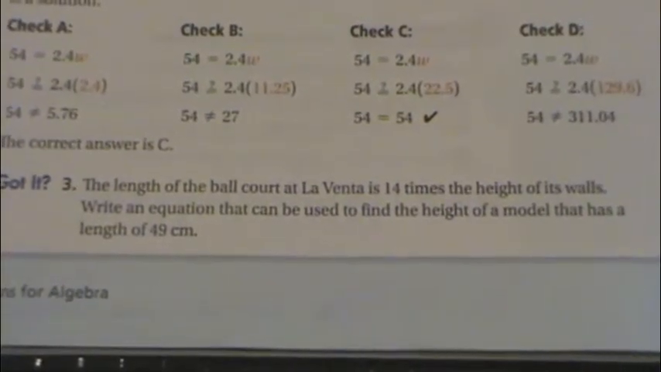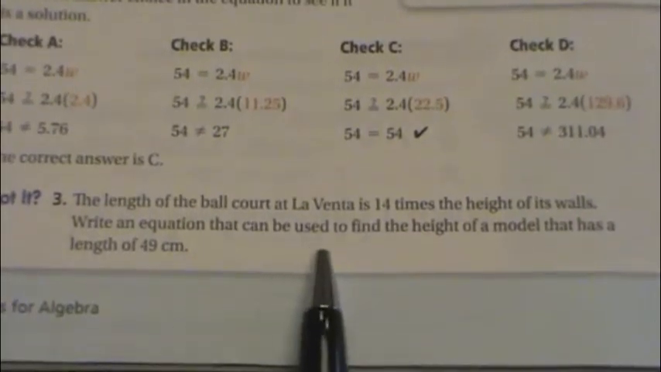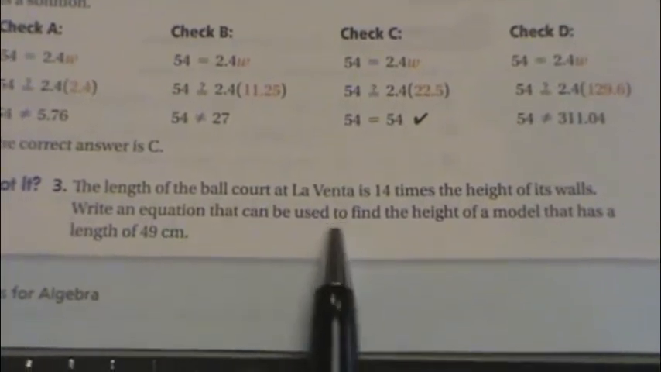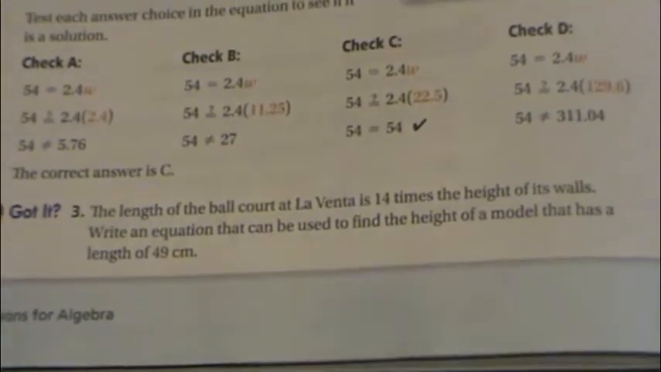The length of the ball court at La Venta is 14 times the height. Write an equation that can be used to find the height of a model that has a length of 49 centimeters. They're not asking for a solution for the equation, they just want the equation. How do you do that?